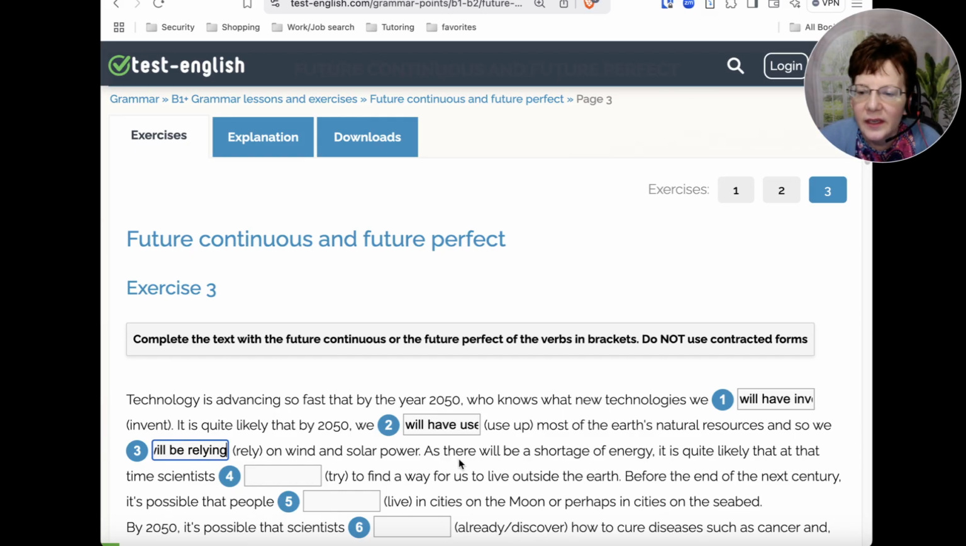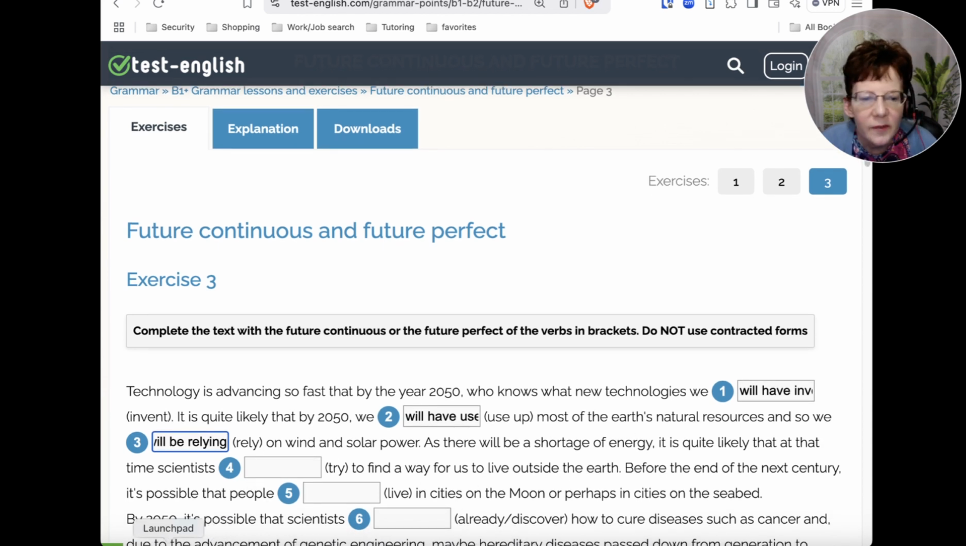Okay. And as there will be a shortage of energy, it is quite likely that at that time, scientists, we've got try to find a way for us to live outside the Earth. Okay, we're saying at that time. So we want the continuous again. Will be trying.